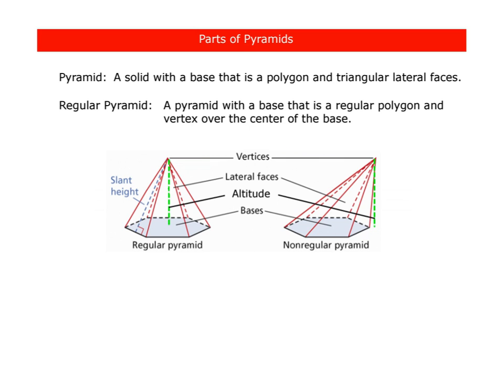My vertices are the points where all my lateral faces intersect. The lateral faces are the triangular faces. They are the faces that are not the bases. I have an altitude drawn, which is the distance between the vertex and the base. You can see inside a regular pyramid, it's right inside there.